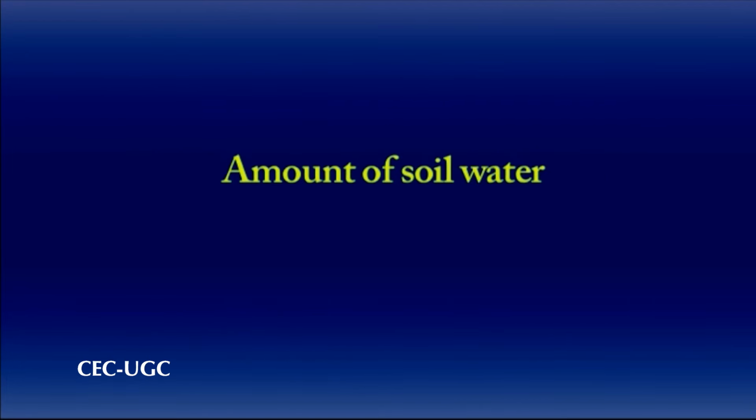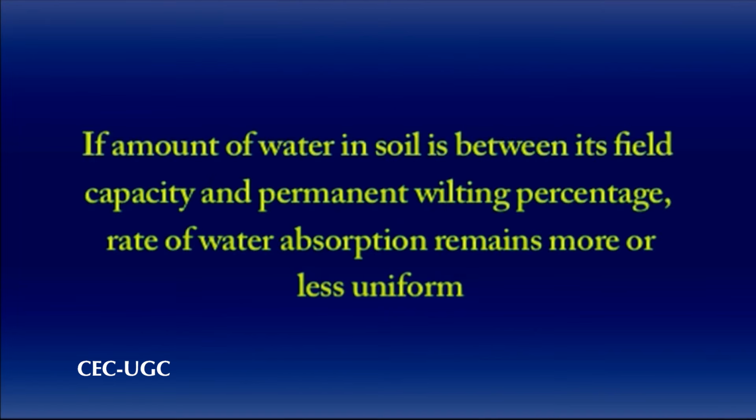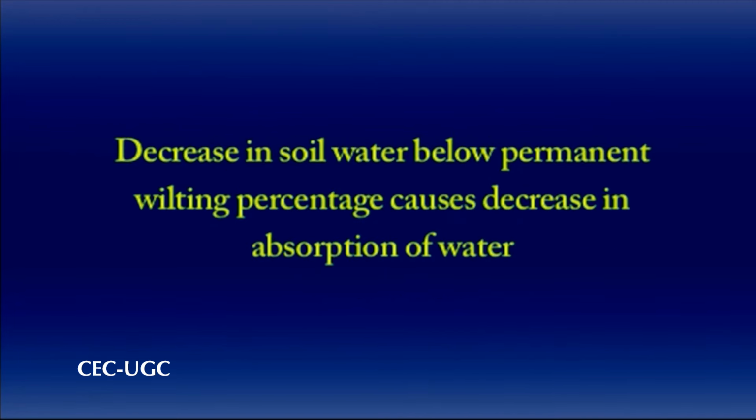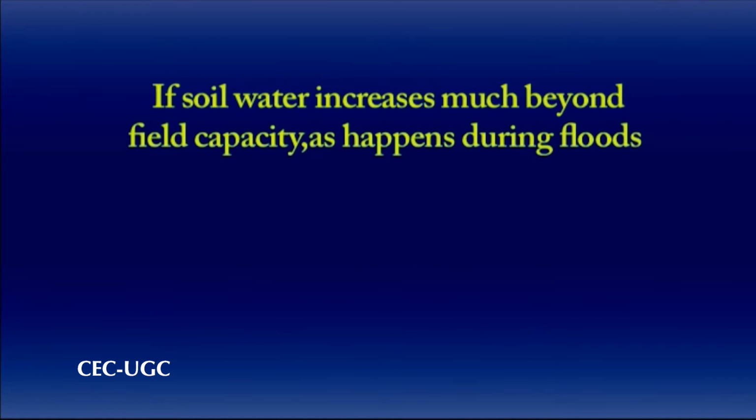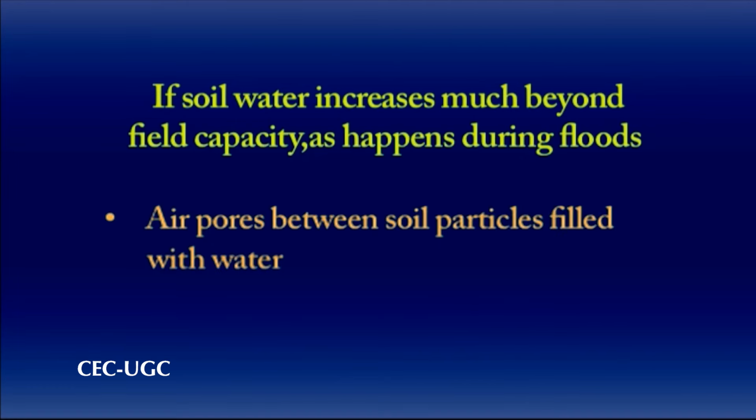The first one is amount of soil water. If the amount of water in the soil is between its field capacity and permanent wilting percentage, the rate of water absorption remains more or less uniform, but a decrease in soil water below the permanent wilting percentage causes decrease in absorption of water. If the soil water is increased much beyond the field capacity, as happens during floods, the air pores between soil particles are filled with water and water absorption stops.